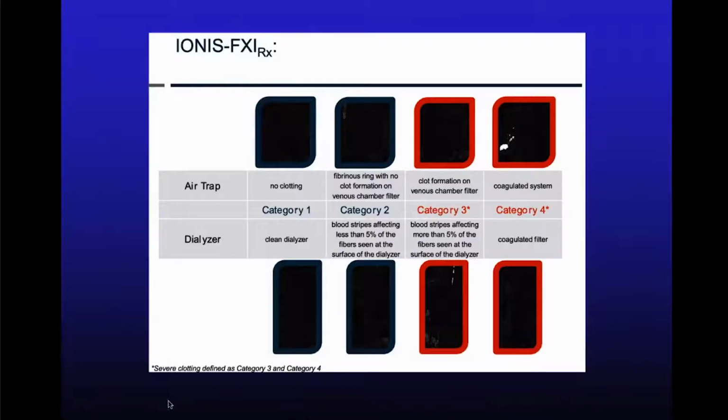This slide, I hope it shows better with you than it does with me, but the bottom line here is that in category 3 and 4 you have two things. One is the air trap and one is the dialyser, for those of you not familiar. But what happens here is clot formation in category 3 and a coagulated system in category 4. And the question therefore was, if you add factor XI inhibition, what happens to these thrombosis substitute endpoints?